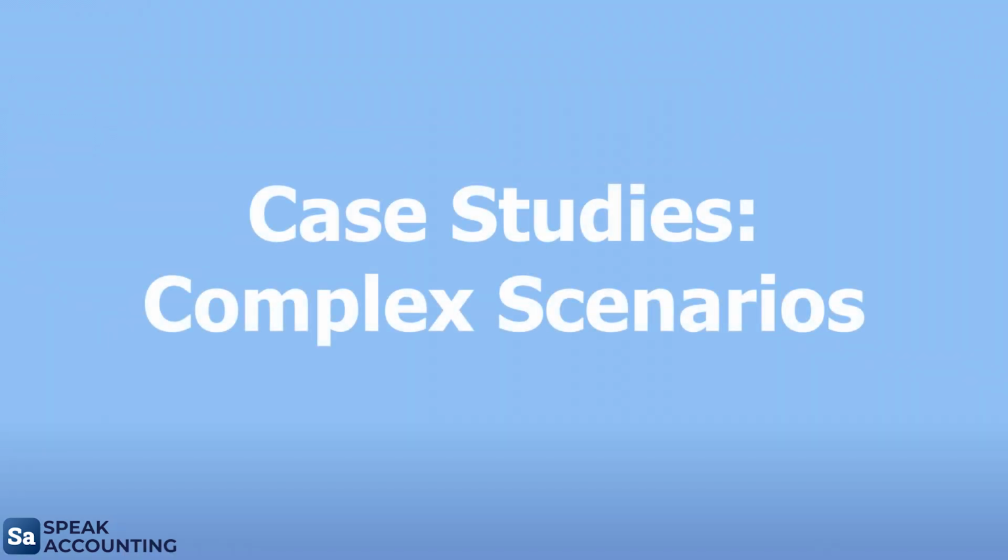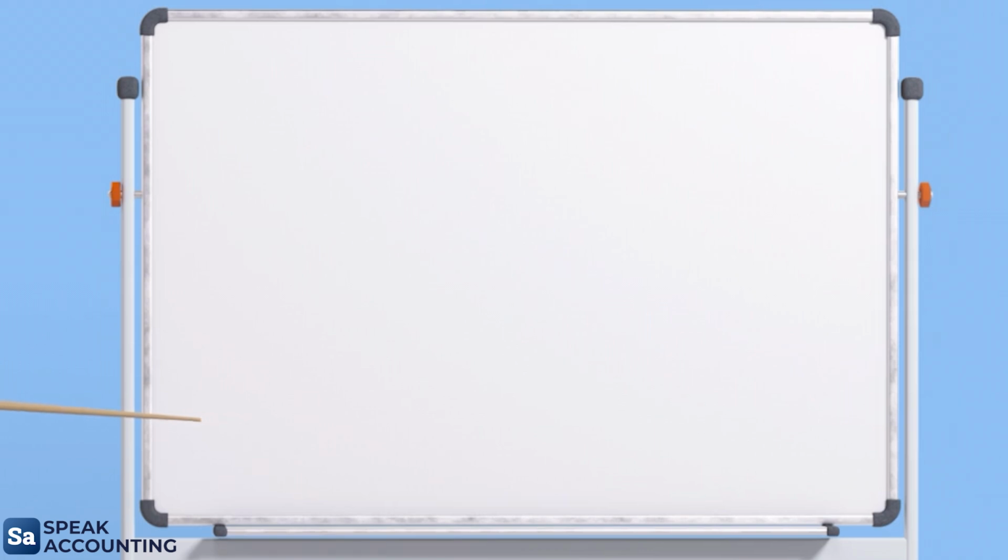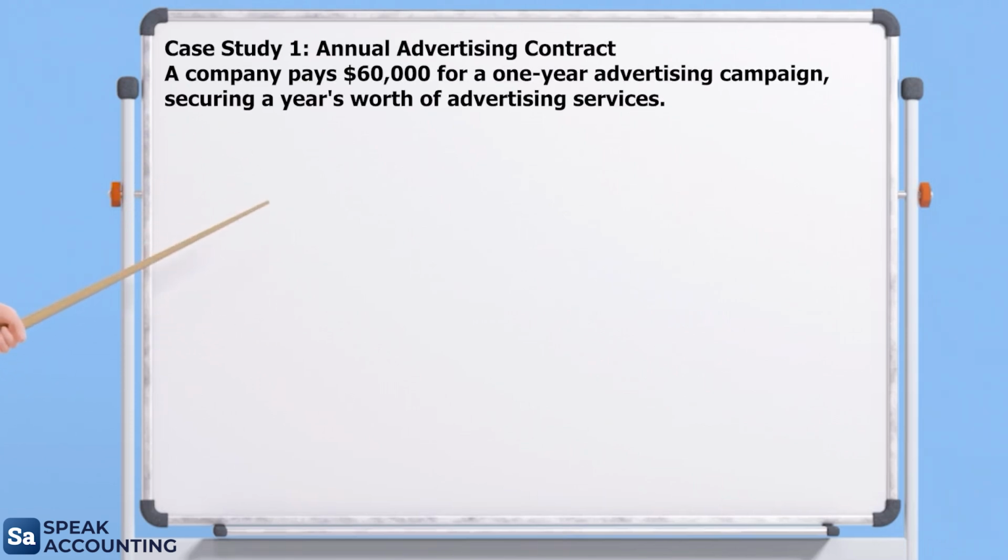Case studies, complex scenarios. Prepaid expenses can be found in various business situations, often involving complex scenarios. This slide explores 3 case studies illustrating the application of journal entries and adjustments for different prepaid expense types. Case study 1, annual advertising contract. Scenario: a company pays $60,000 for a 1-year advertising campaign, securing a year's worth of advertising services.